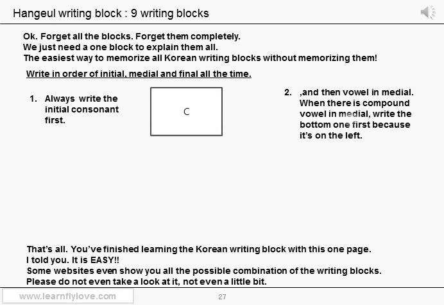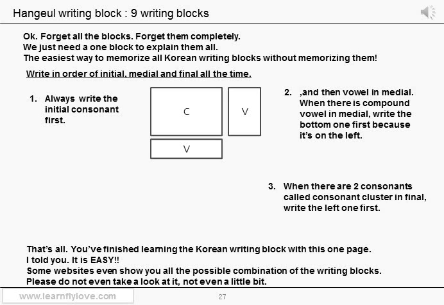Step 2. And then write the vowel in the medial. When there is a compound vowel in the medial, write the bottom one first because it's on the left. Step 3. Write the final. When there are two consonants called consonant cluster in the final, write the left one first. That's all. You finished learning all the Korean writing blocks with this one page. We told you, it is easy.